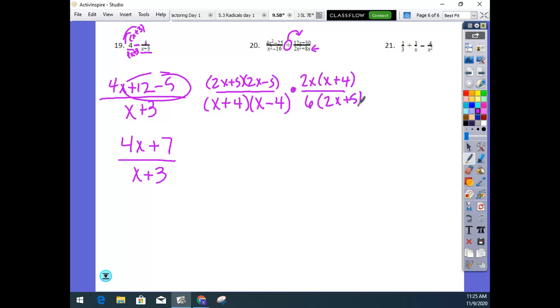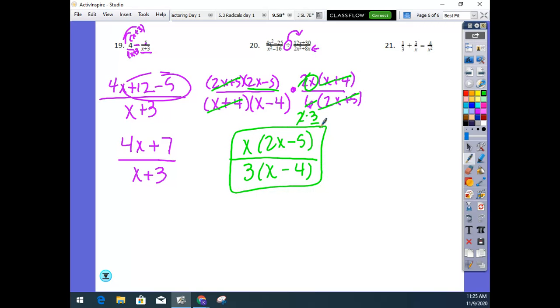2x plus 5. Now, anything from the numerators can cancel anything from the denominator. X plus 4 cancels x plus 4. 2x plus 5 cancels 2x plus 5. 6 is 2 times 3, so the 2's cancel. I'm left with this x and 2x minus 5 over this 3 times x minus 4. Last problem.